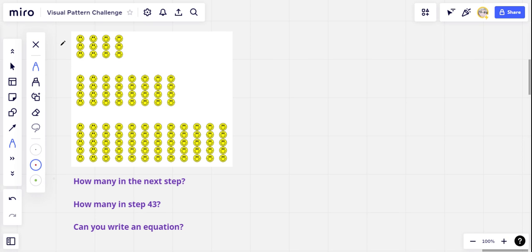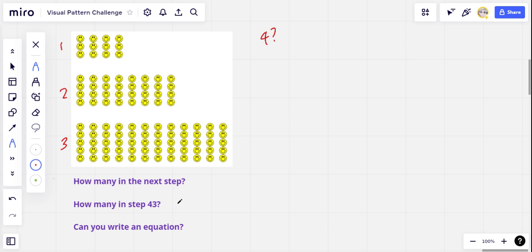Here is our pattern today. Here's step 1, here's step 2, here's step 3. Your challenge is to predict how many of these smiley faces would be in step 4. If you can do that, can you predict the number in step 43? And can you write an equation to predict the number of smiley faces in any step at all? That's the challenge. If you'd like to accept it, pause the video and give it a try.